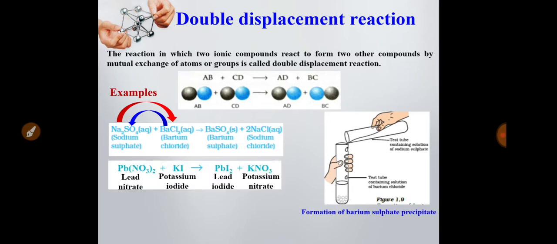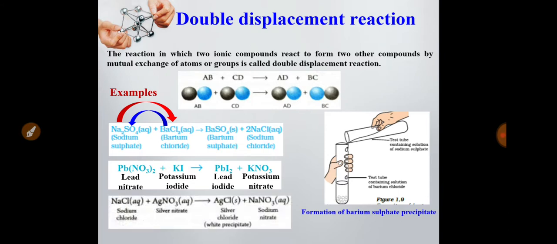One more example is lead nitrate. When it reacts with potassium iodide, it will form lead iodide and potassium nitrate. Here also nitrate and iodide are mutually exchanged. That means double displacement is taking place. And one more example is sodium chloride. When it reacts with silver nitrate, it will form silver chloride and sodium nitrate. Here also the mutual exchange between chlorine and nitrate is taking place. So these types of reactions are called double displacement reactions.